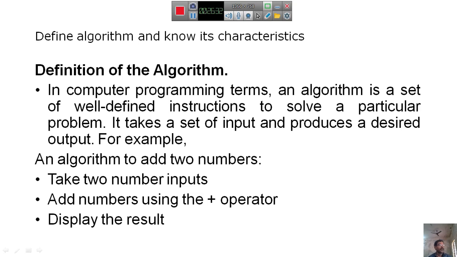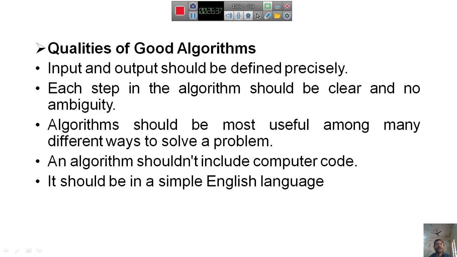So here are the characteristics of the algorithm. First of all, we have to know the characteristics, or qualities, of a good algorithm. Input and output should be defined precisely. Each step in the algorithm should be clear and without ambiguity. The algorithm should be the most useful among many different ways to solve a problem. An algorithm should not include computer code. It should be in simple English language.